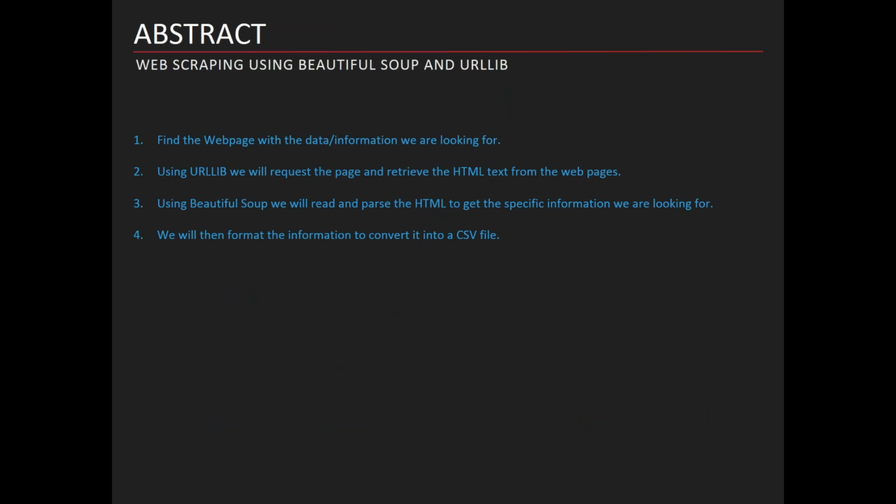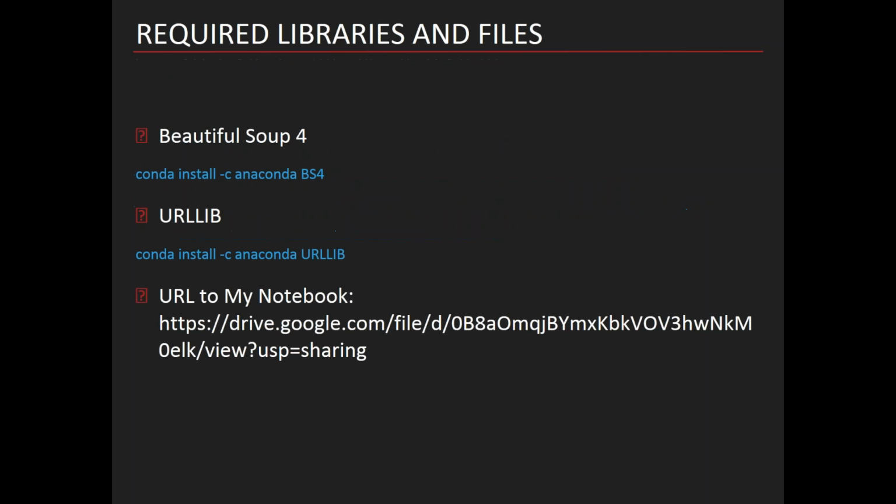In order to use Beautiful Soup and URLLIB for web scraping, we first need to determine where our data is, get that URL. Once we have the URL, we'll use URLLIB to retrieve the raw HTML text. We'll use Beautiful Soup to parse the text and then retrieve the specific information we're looking for. And then we'll save that information to a CSV file.